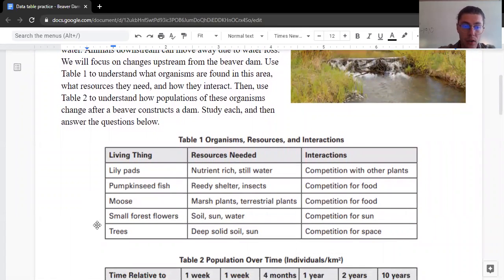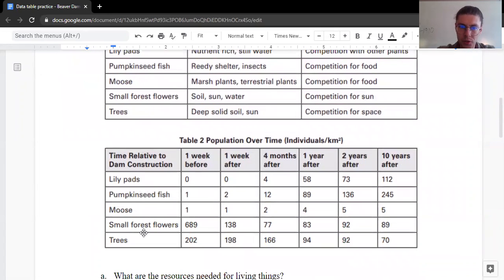Data table 1 outlines all of the living things or organisms in this ecosystem. As we move across, we can see what each organism needs in terms of resources and how these organisms interact with others to live. For example, for a moose, the resources needed would be marsh plants and terrestrial plants, so for food. The way that it interacts with other organisms would be by competing for that food. We can see the same type of information for all these other organisms, what they need and how they interact. And that's table 1.